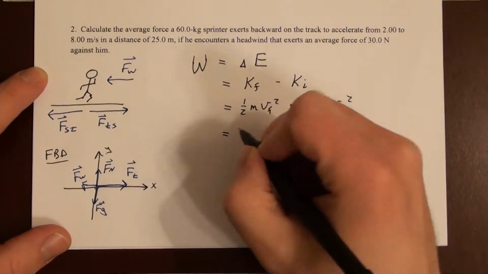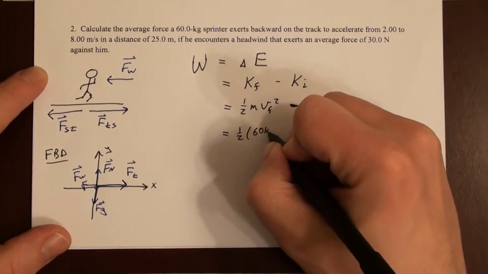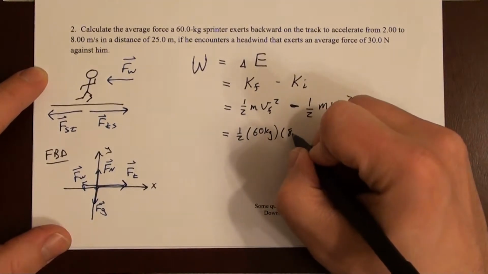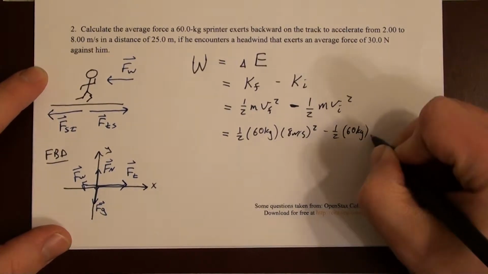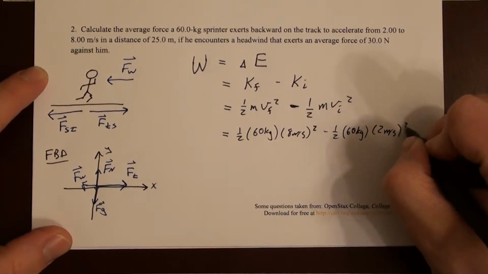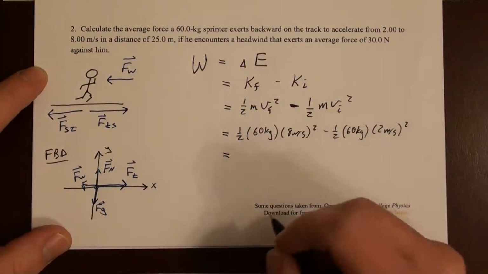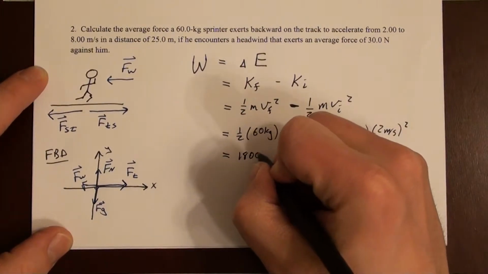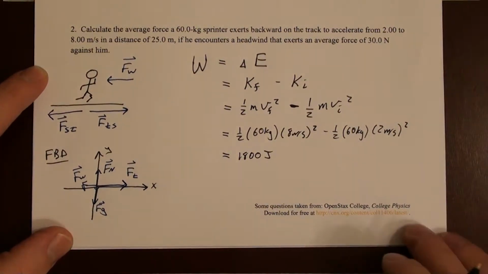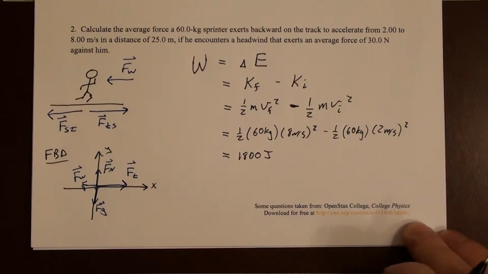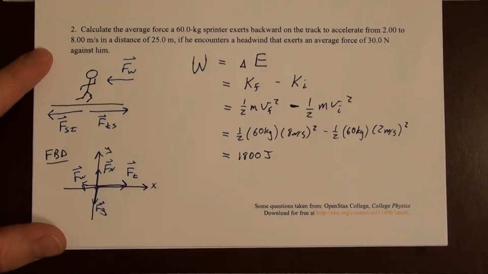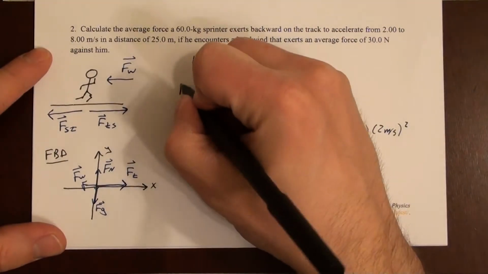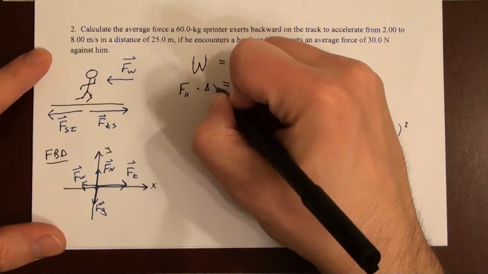Okay, so I can plug in some numbers here. That's 1/2, 60 kilograms, 8 meters per second squared. Same thing, 2 meters per second squared. And if you do all of that, you end up with 1800 joules on the right-hand side. So that's the increase in the system's energy. And that's due to some work that's done by the net force on the sprinter. Alright, so we're going to write this, the work done is F parallel times delta x.